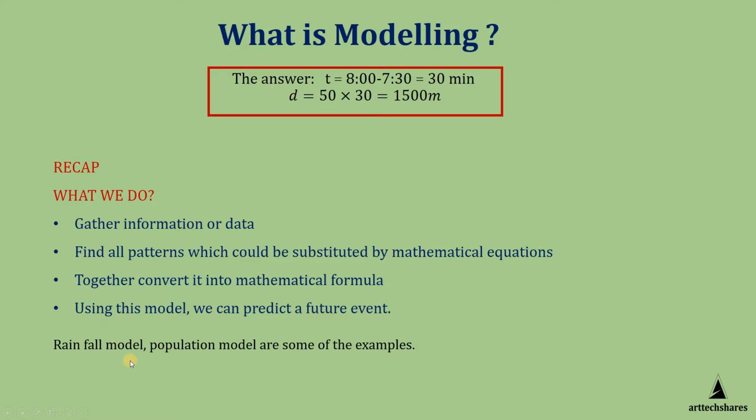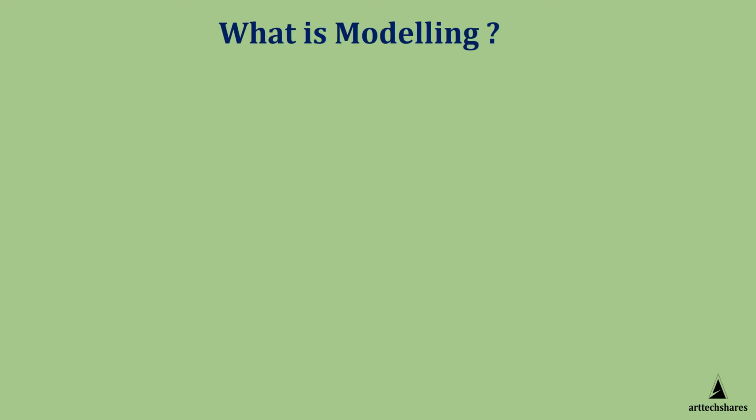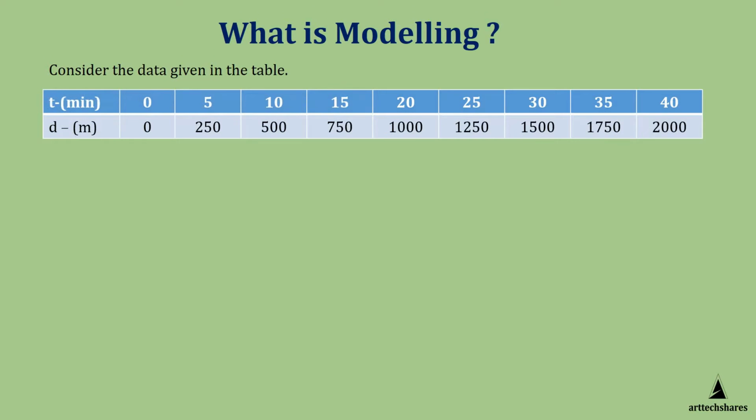So rainfall model and population model are some of the examples. I hope you understand what modeling is. Now consider a different situation. If a group of data is given, what can we do? Consider the data given in the table.